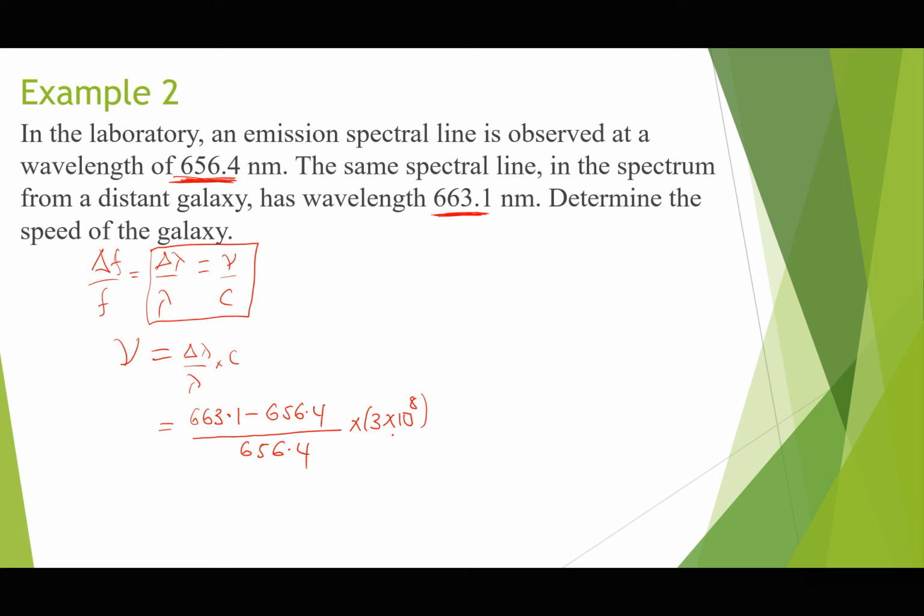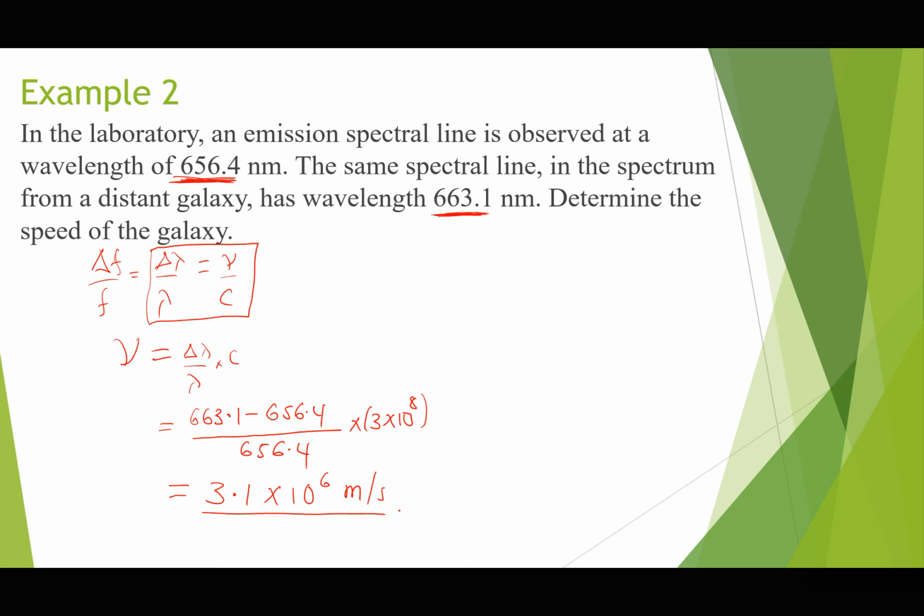663.1 minus 656.4, divided by 656.4, times 3 exponent 8. So this is giving me 3.1 times 10 to the power of 6 meters per second. So this is the speed of the galaxy.